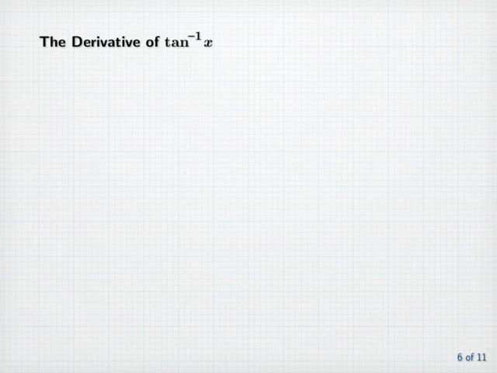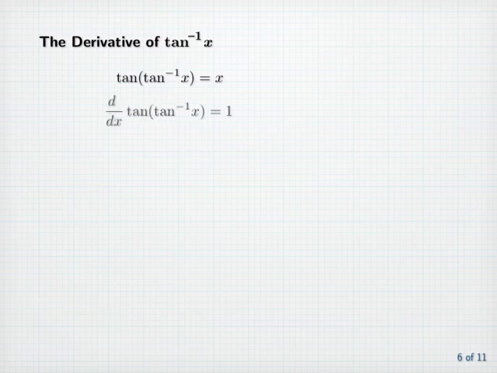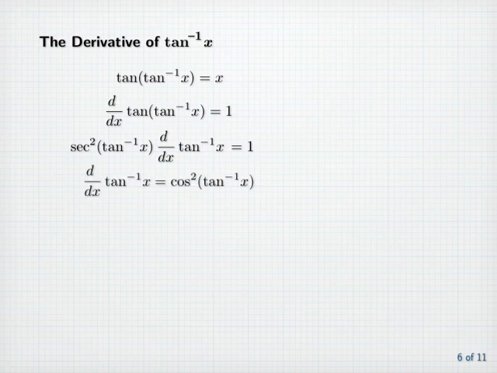The derivative of inverse tangent of x. We start with the equation tangent of inverse tangent of x equals x. And we differentiate each side with respect to x. This gives 1 on the right-hand side. On the left side, we use the chain rule, recalling that the derivative of tangent x is secant squared x. So we get secant squared of inverse tangent of x times the derivative of inverse tangent of x by the chain rule. Now secant squared is 1 over cosine squared, so let's multiply both sides by cosine squared of inverse tangent x. So that's the derivative of inverse tangent x.